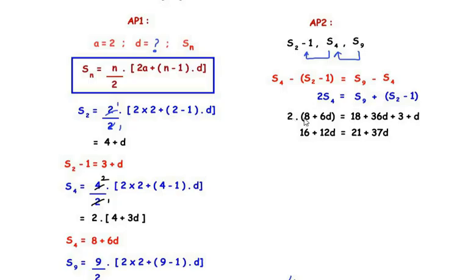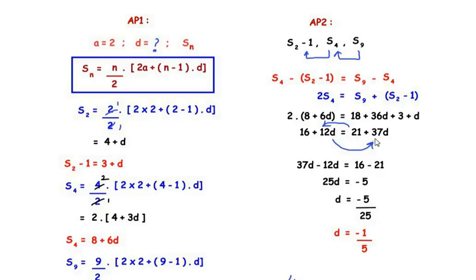Now expanding this bracket, we get 2 times 8 as 16 plus 2 times 6D as 12D is equal to, now 18 plus 3 gives us 21 plus 30D plus D gives us 37D. Now let us gather the like terms. So let us take 12D on the other side of the equal to sign, and at the same time let us take 21 on the left hand side.